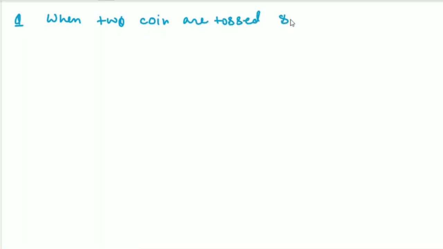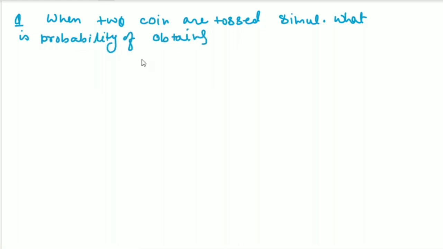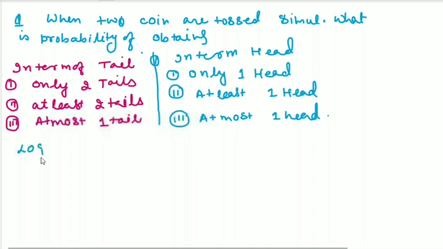I want all of you to see this. The question says that when 2 coins are tossed simultaneously, what is the probability of obtaining? Now here there will be multiple questions. There are actually 6 questions possible from this case. Let me write all the 6 questions one by one, and once you understand them, this will become a cakewalk for all of you. You can solve any question of coin by yourself. One method is the logical method.